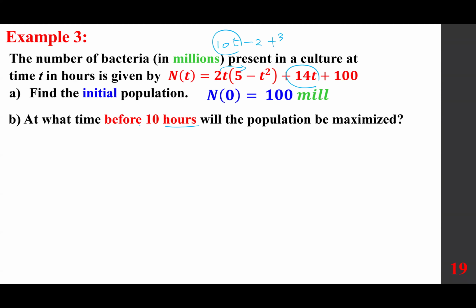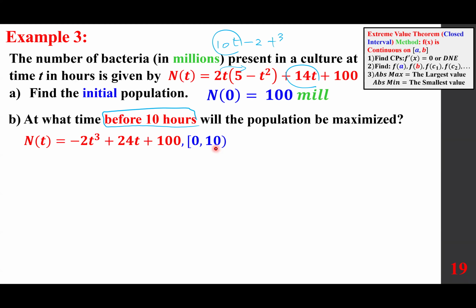And it says before 10 hours, that means 0 to 10. Why 0? Because we're talking about the time. So is 0 included? Yes. Is 10 included? No. So if you look at the extreme value theorem, it says if the function is continuous, this function is continuous because it's a polynomial of degree 3, and a closed interval. This is half closed, half open. That means this one can't be calculated. So you have to look at the endpoints, but only one of them. So f of a, but not f of b.